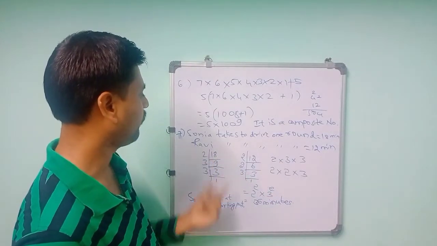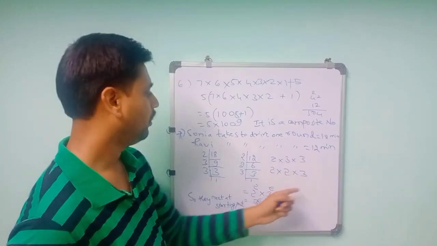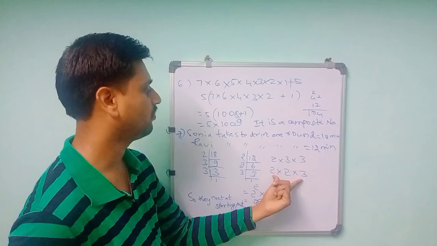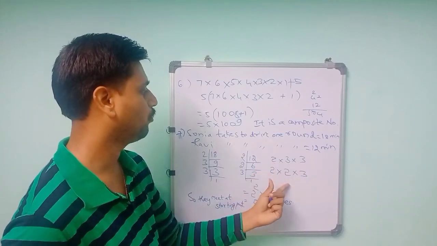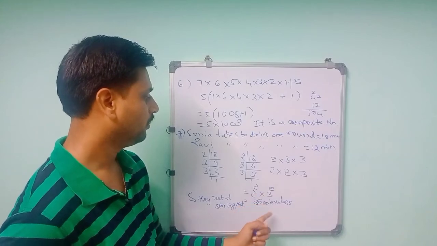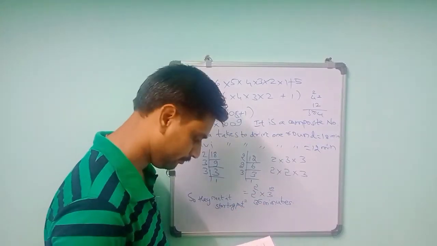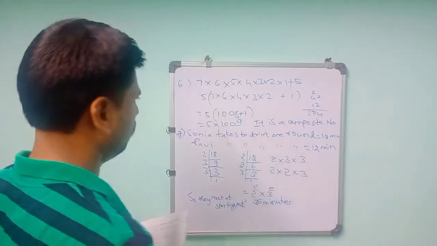For the prime factors, 18 and 12 are 2 into 3 into 3 and 2 into 2 into 3. For LCM you take the greater powers. 2 squared is there, so I take 2 squared. 3 squared is there, so I take 3 squared. 4 into 9 is 36 minutes. So they will meet at the starting point after 36 minutes.